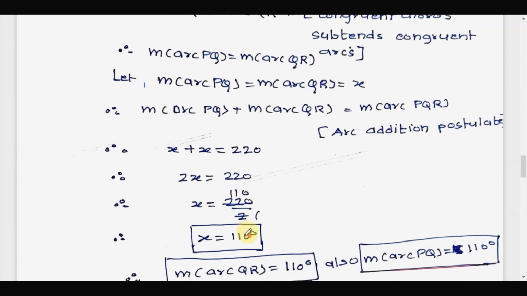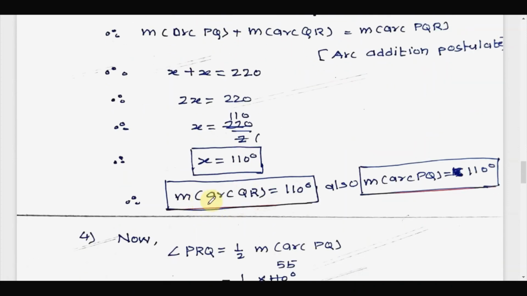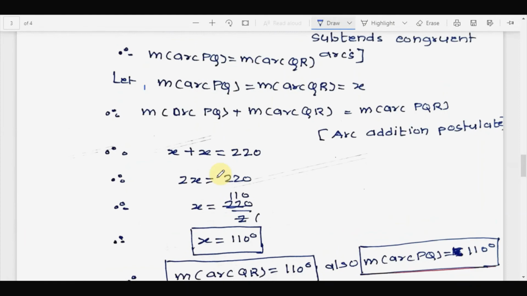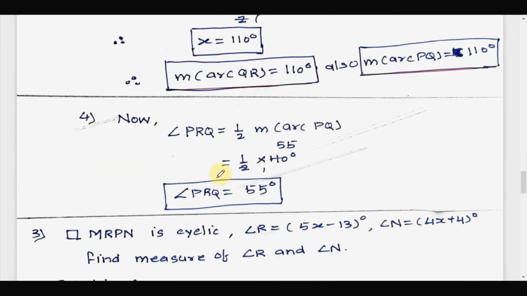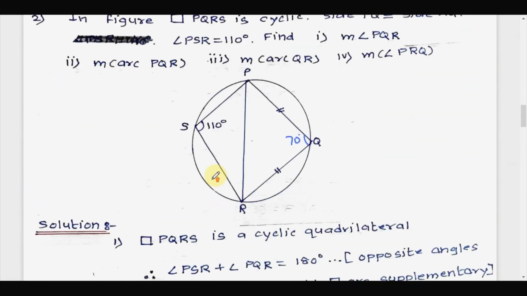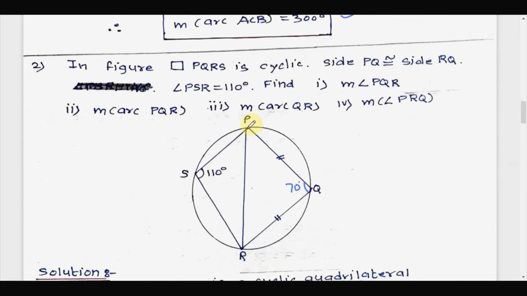Correct? So therefore you got major arc QR is 110 degree, as well as measure of arc PQ is also 110 degree, because they are all congruent. Okay, understood? So now this is third part. Now let's go to the fourth part. What is the measure of angle PRQ? Now understand from the diagram again. You want to find measure angle PRQ, means this angle you want to find here.